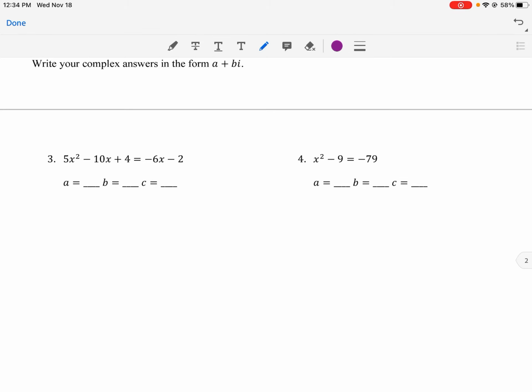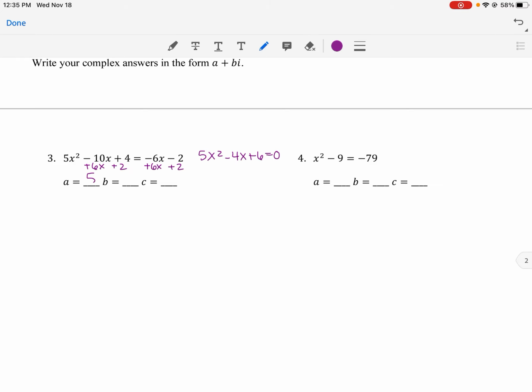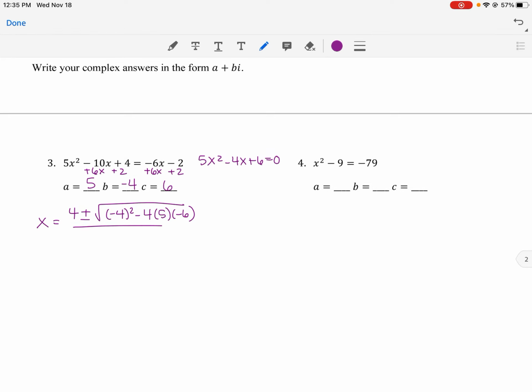Okay, let's look at the next one. First, we got to set it equal to 0. So I'm going to add 6x and a 2 to both sides. So I end up with 5x squared minus 4x plus 6 equals 0. So a is 5, b is negative 4, c is 6. x equals a negative b, so 4, plus or minus the square root of negative 4 squared minus 4 times 5 times 6, all over 2 times 5.